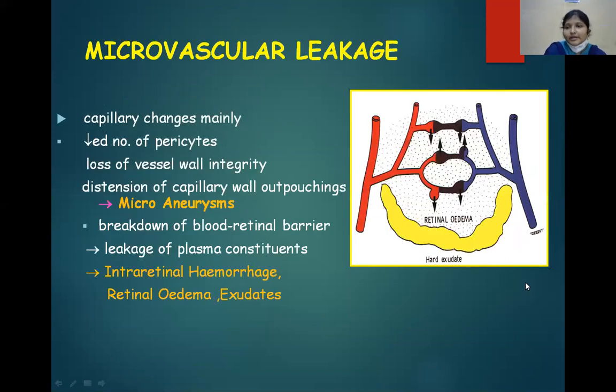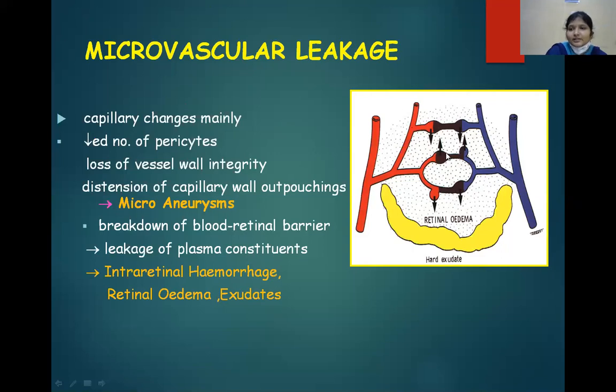Next, coming to microvascular leakage. What happens here is, as already mentioned, in the capillaries there is loss of the pericytes. So there is less support to the endothelial wall. What happens? There is loss of vessel wall integrity and distension of the capillary walls. It leads to saccular outpouchings. These are called microaneurysms.